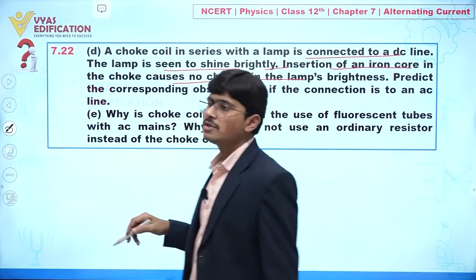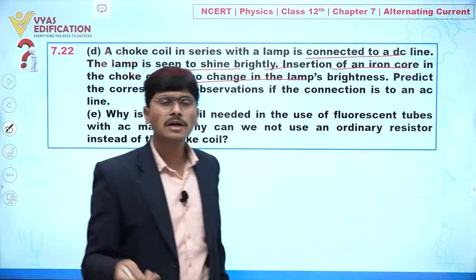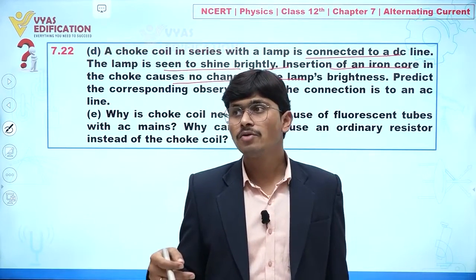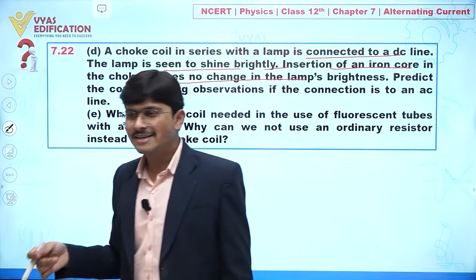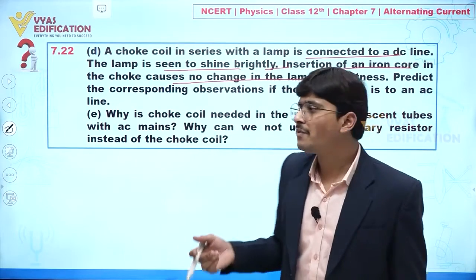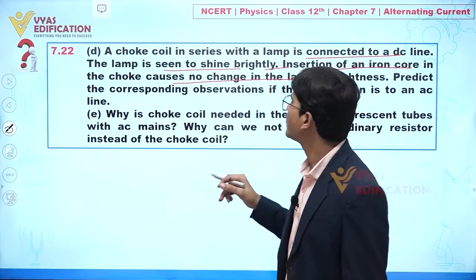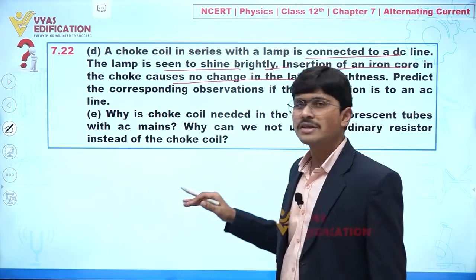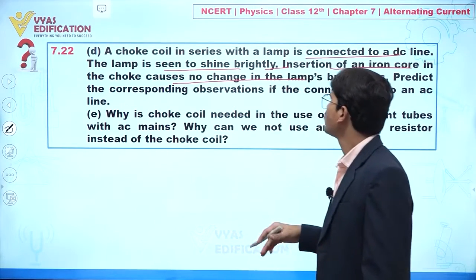Yes, because if we are talking about DC current, the resistance offered by the choke coil is 0. So if you insert an iron core in the choke coil, there is no change in the brightness of the lamp.